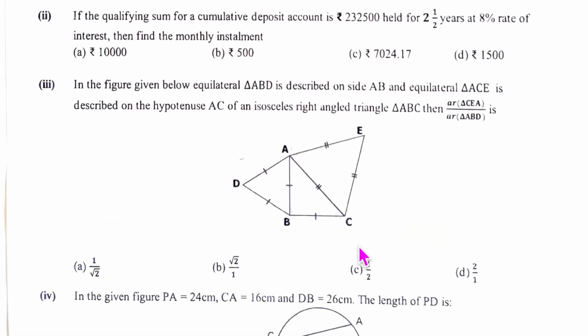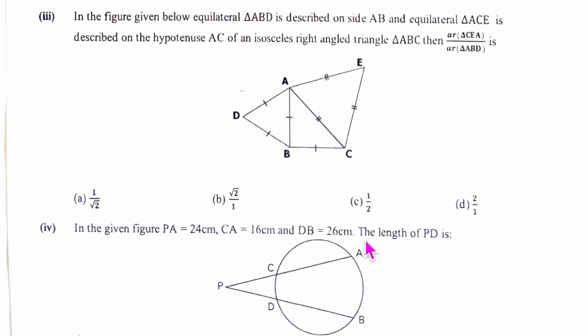Option which one? B. How was the third one? Now this, it was good, no? So quickly draw this diagram.